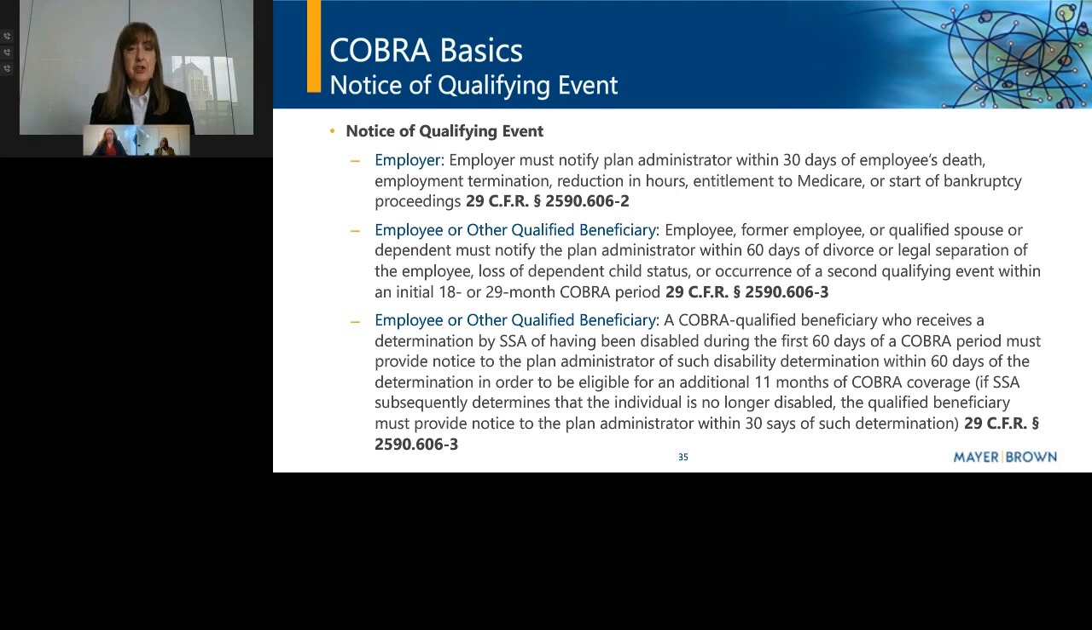Additionally, if a qualified beneficiary receives a Social Security Administration ruling of disabled status within the first 60 days of an initial COBRA period, then that qualified beneficiary has 60 days in which to communicate that to the plan administrator. That can entitle that qualified beneficiary to a longer COBRA period. That's the 29 months, in other words, 11 months beyond the initial 18 months. Similarly, if SSA makes a determination that the disabled person is no longer disabled, there is a 30-day window that the qualified beneficiary has to communicate that change to the plan administrator.